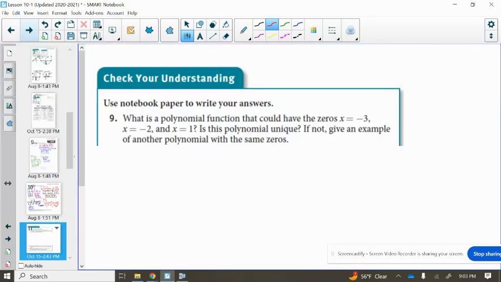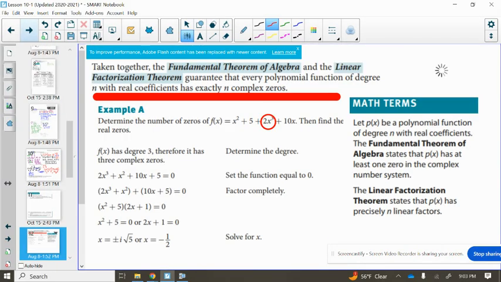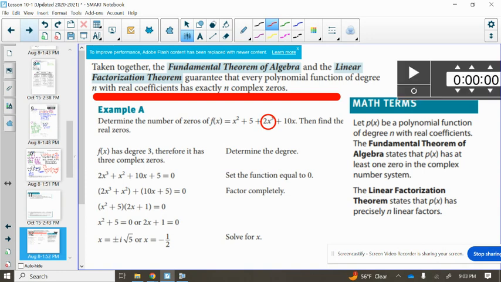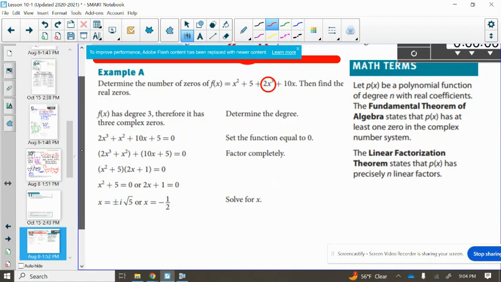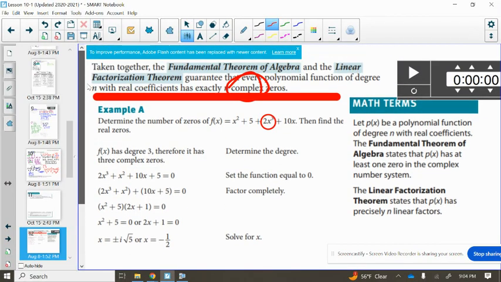Okay, now let's jump to our last little section here. And what happens if we want to include those complex zeros? Well, there is this theorem, the fundamental theorem of algebra, that states that the degree of our polynomial tells us how many complex zeros we are going to end up having. We have at least one of them in that system.